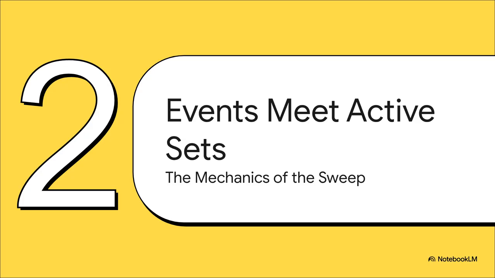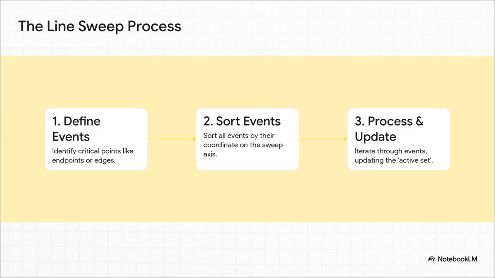So how do we actually pull this off? What's the machinery behind it? Well, to make the sweep work, we really just need two key components: a way to manage all of our events, and this other thing we call an active set. And the process, you'll find, is almost always the same 3 steps. It's like a recipe. First, you look at your problem, at your shapes, and you define what your events are. For simple intervals, it's just the start and end points. For rectangles, it's the left and right edges.